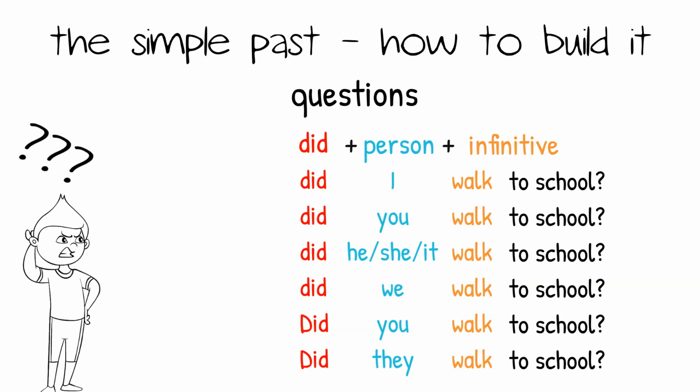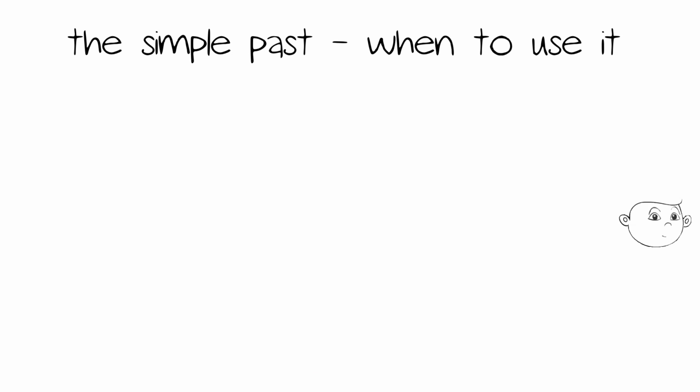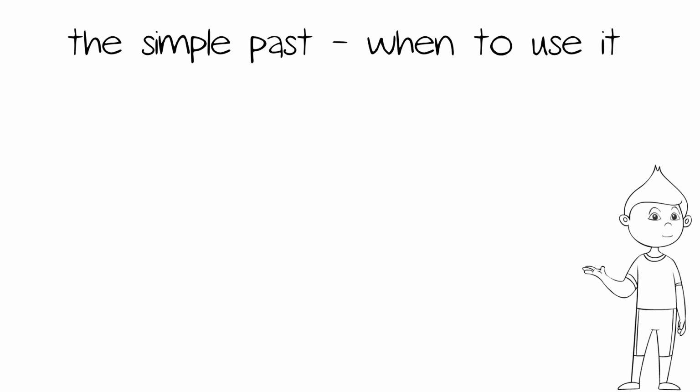Again, it doesn't matter which person says the sentence. If you need a question word, for example where, when, how or why, you put it at the beginning of the sentence. So much about how to use the simple past. Let's see when to use it.